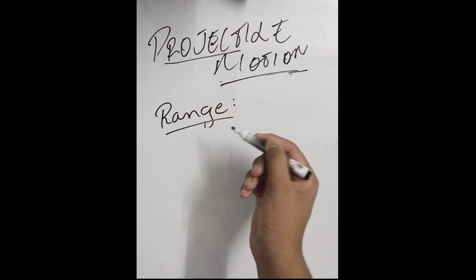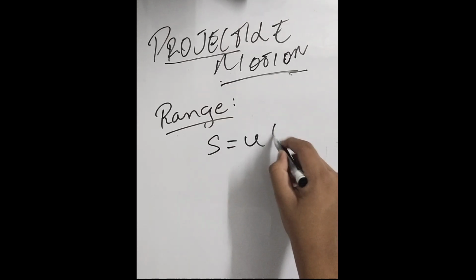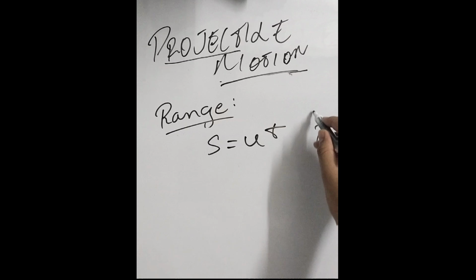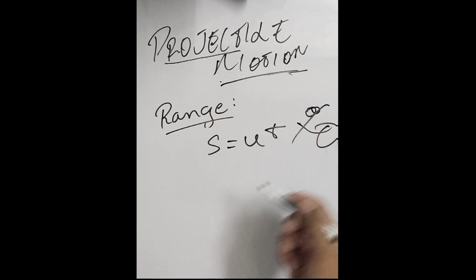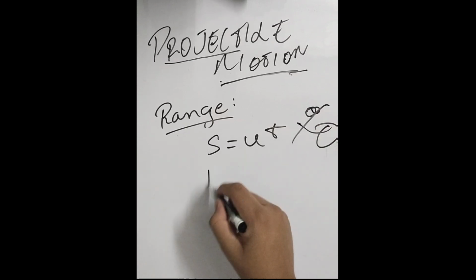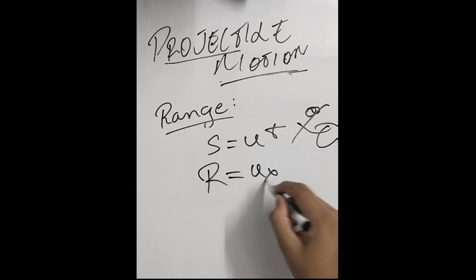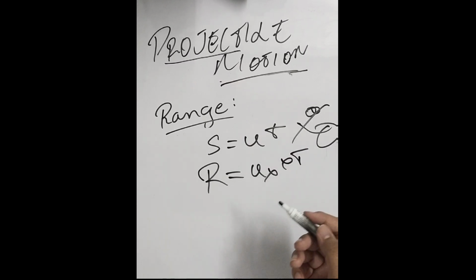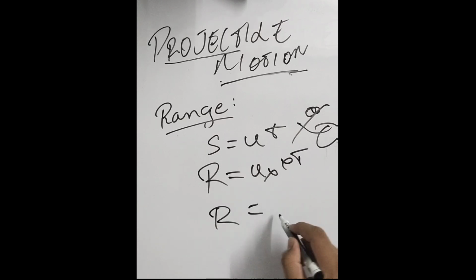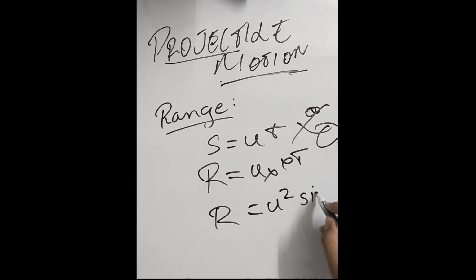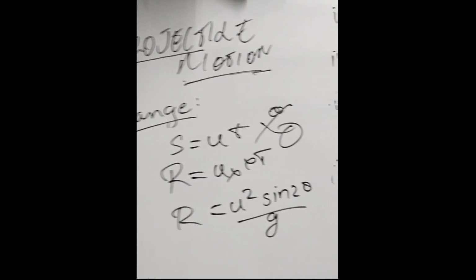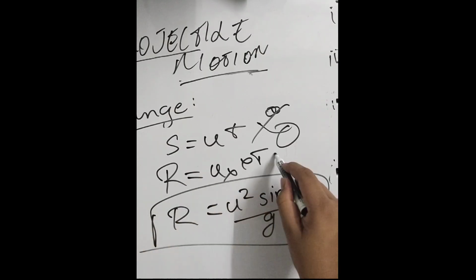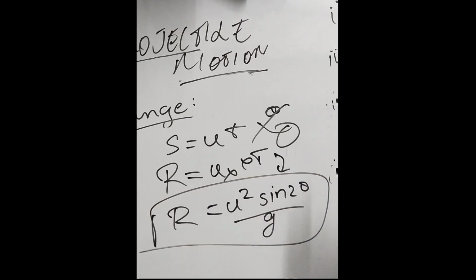When there is no acceleration, obviously we can give s equals ut, because the other part of the equation will become 0. So it doesn't really matter. So s equals ut. So range equals the x velocity multiplied by the time period. From the previous equation we can get that R equals u square sine 2 theta divided by g. This is what you get on simplifying this.